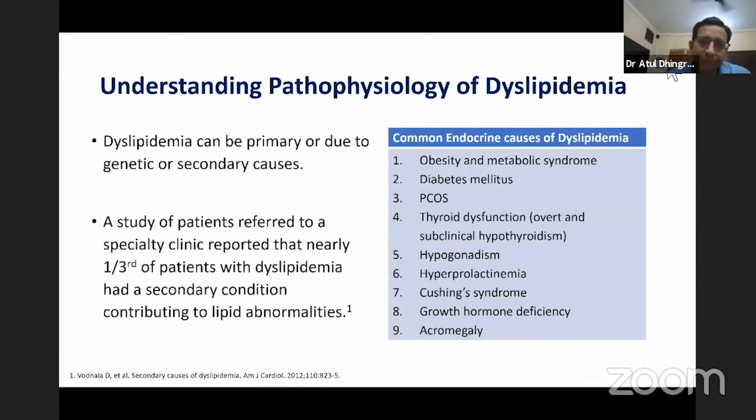If we understand the pathophysiology of dyslipidemia, it can be genetic, but predominantly what we see is secondary causes, whether it is obesity, diabetes, PCOS, thyroid dysfunction, and the less common causes like hypogonadism, hyperprolactinemia, Cushing's, which are more commonly seen in endocrine OPDs, growth hormone deficiency, acromegaly. So these are all the conditions that are associated with increased CV risk, mortality, and morbidity.